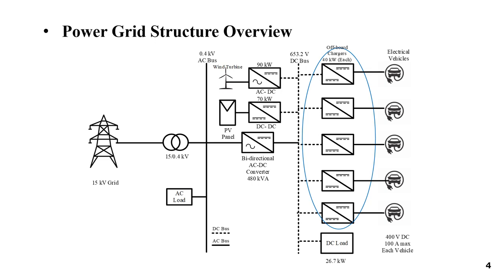of 653.2 volts and 26.7 kilowatts DC load, and the 40 kilowatts of both chargers for EV charging and discharging are provided by the DC bus in turn. The DC load represents the additional DC loads such as electric bicycles and electric motor bicycles.